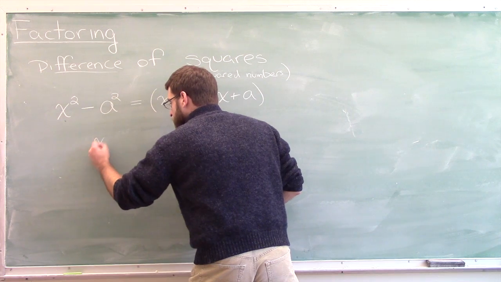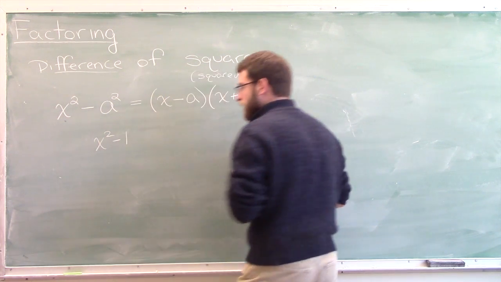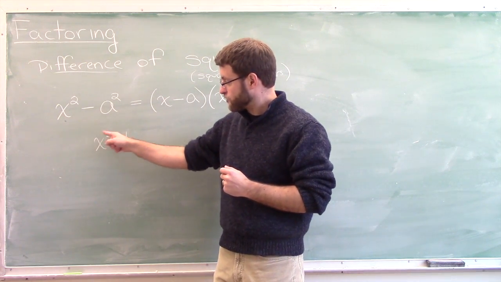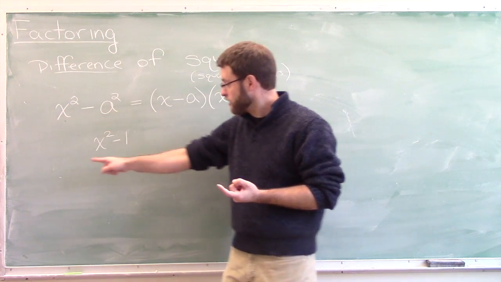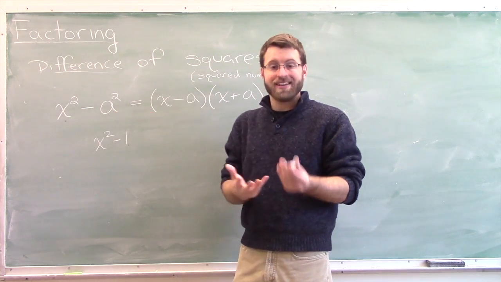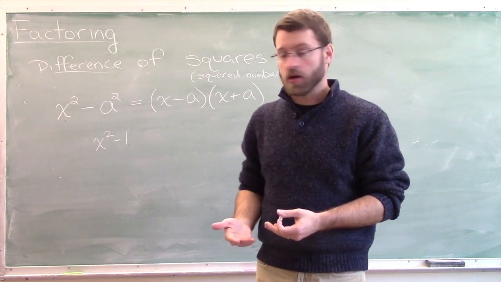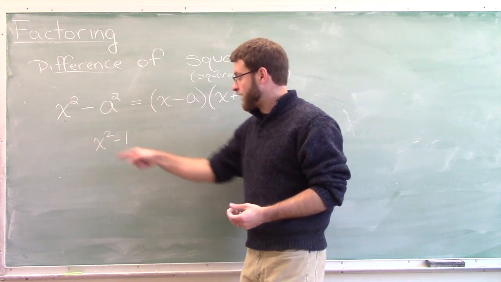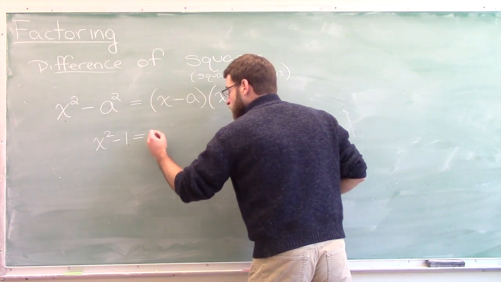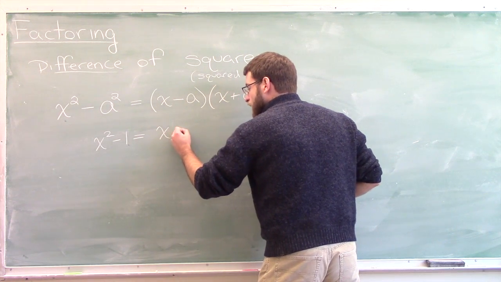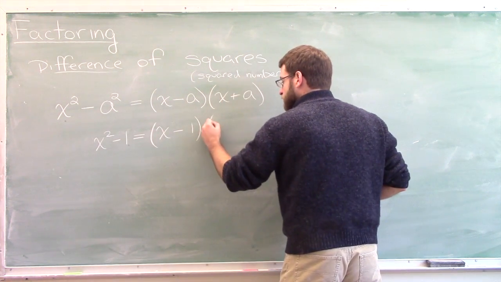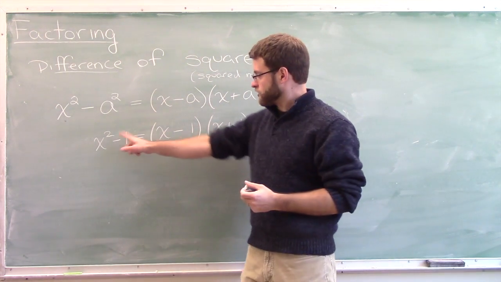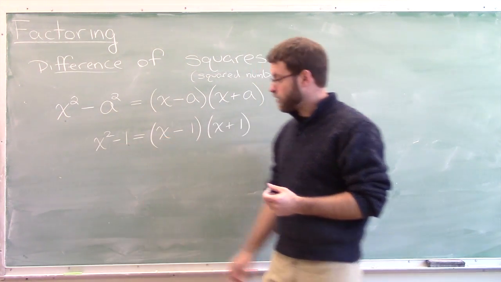Let's try x squared minus 1. That is a difference of two squares. I have the x squared, just like I did in the example of the pattern, and then I have 1. 1 is a perfect square. 1 times 1 is equal to 1. So 1 can play the role of a in this expression. If I want to factor this using this pattern, then what I should find is that we get x minus 1 and x plus 1. That's a factored version of the polynomial x squared minus 1.